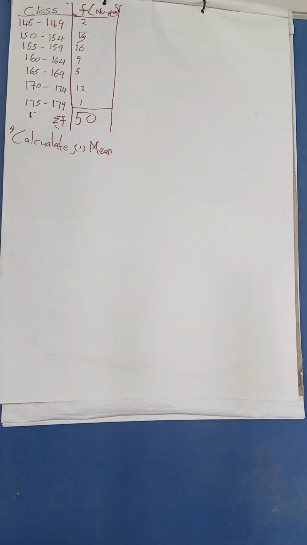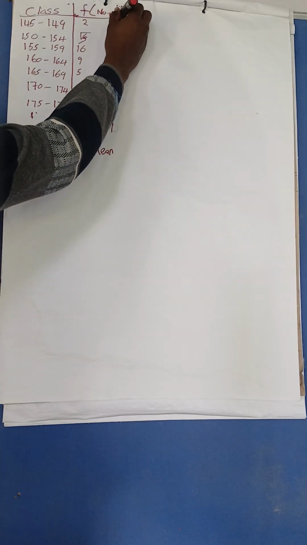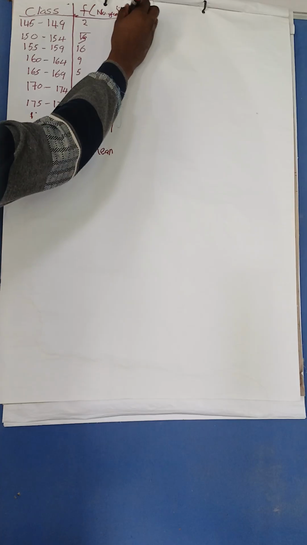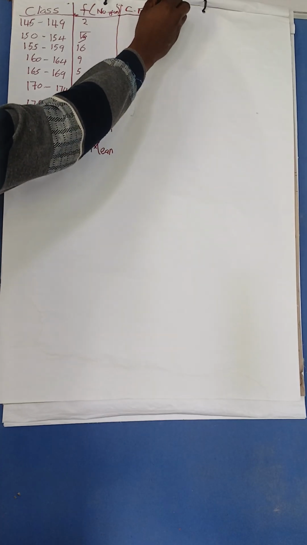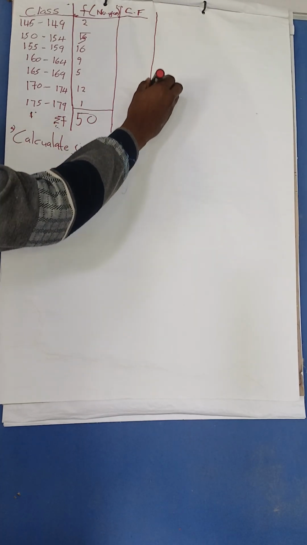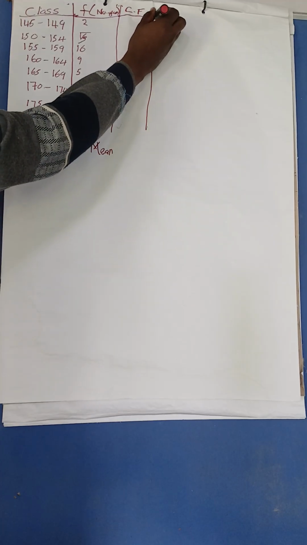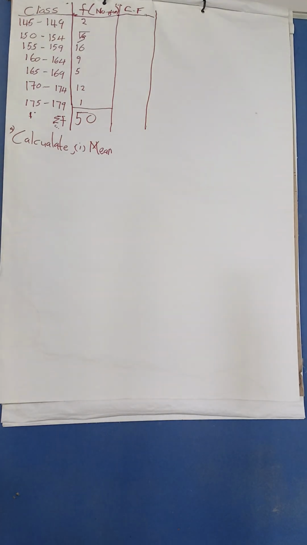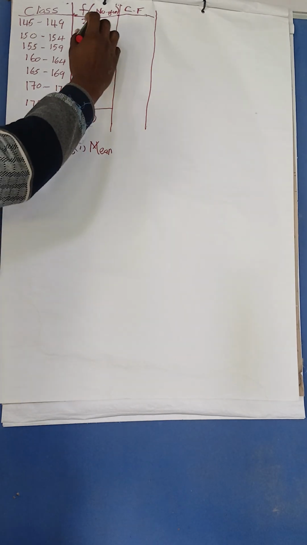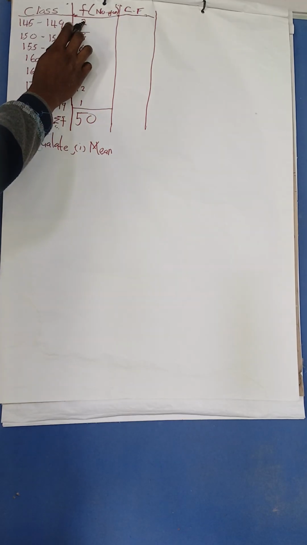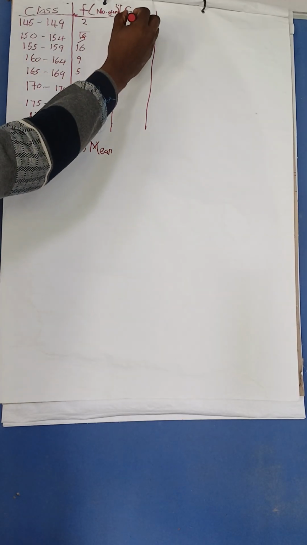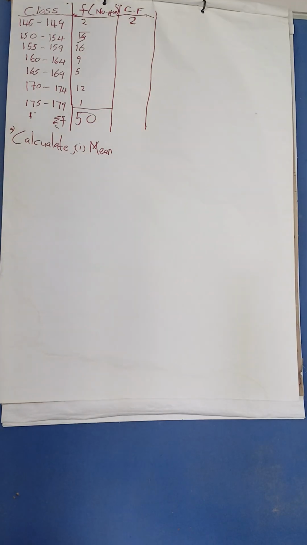Then the next column, I always encourage you to find the cumulative frequency. I will call it CF. How do you get the cumulative frequency? Very easy. Just see how I'll take you through. The first number that will appear in the cumulative frequency column is the first number on the frequency. So I'll put 2 here, as our first number.